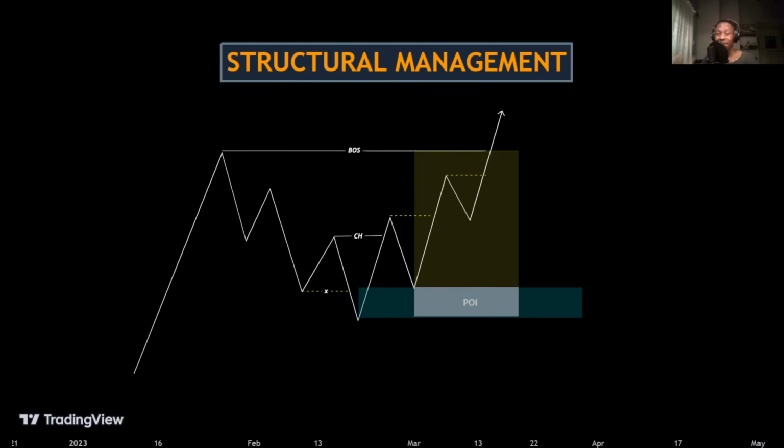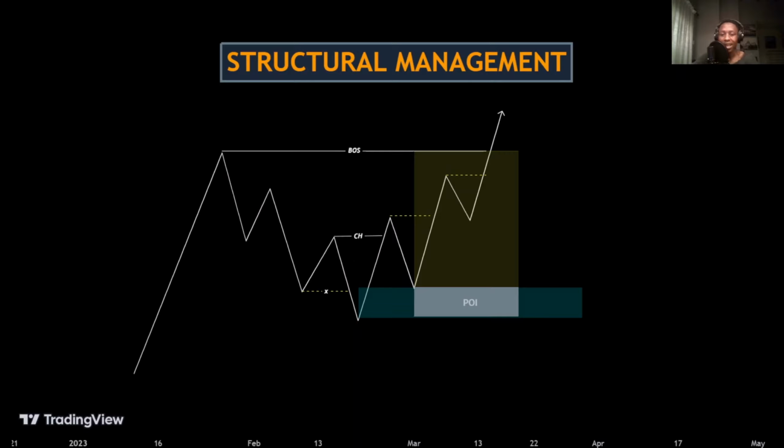Moving on to the second type of management, the structural management. These are people who manage the trade based on the way the price moves: the breaks of structure, support and resistance, flag patterns, you get what I mean? Those are the types of things structural management traders look for in order to manage their trades.